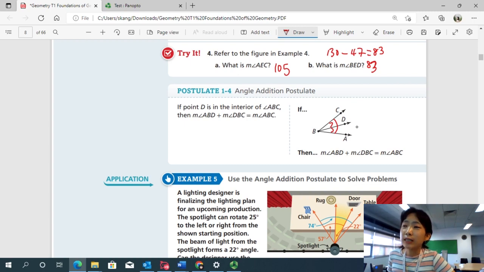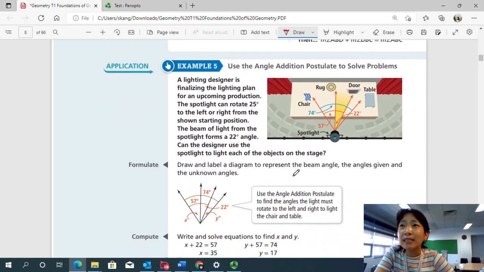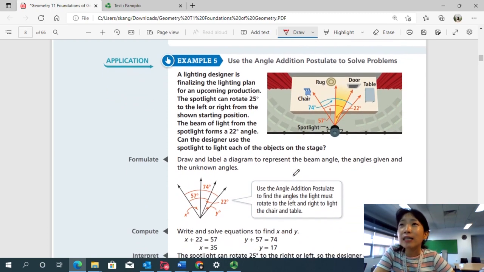All right, application example 5. Use the angle addition postulate to solve problems. A lighting designer is finalizing the lighting plan for an upcoming production. The spotlight can rotate 25 degrees to the left or right from the shown starting position. Starting position is right here, which will be our endpoint. The beam of the light from the spotlight forms a 22 degree angle. Can the designer use the spotlight to light each of the objects on the stage?